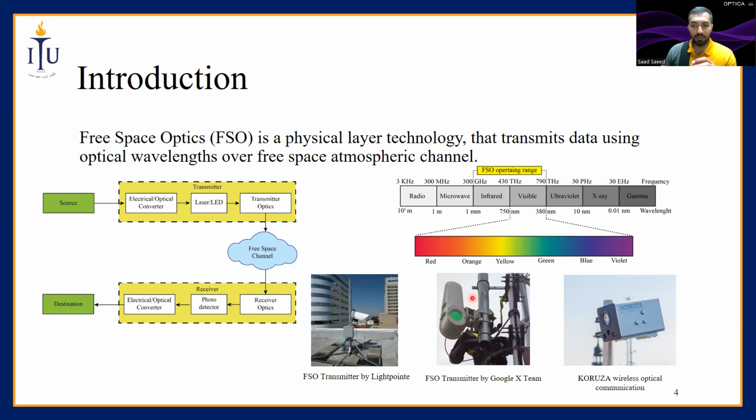So normally the FSO operating wavelengths fall within the range of infrared and visible spectrum so that we can achieve high speed communication up to the terahertz. Here a few FSO transmitter designs by LightPointe, Google X, and Coruza have been mentioned.